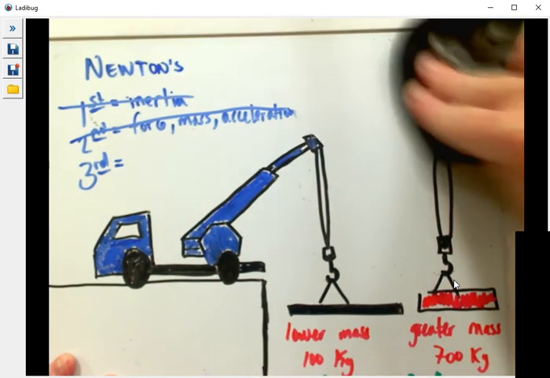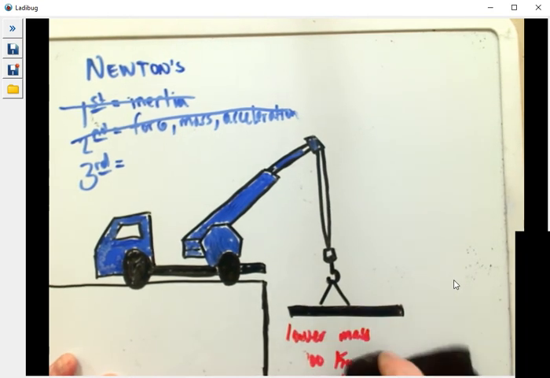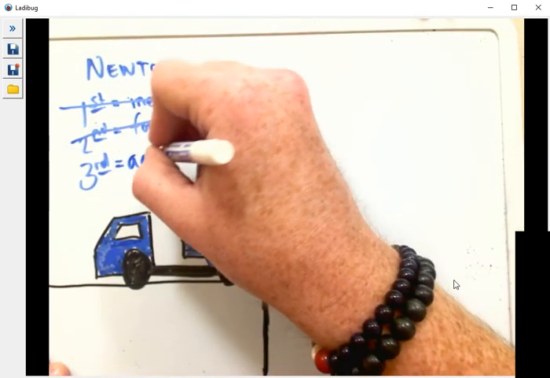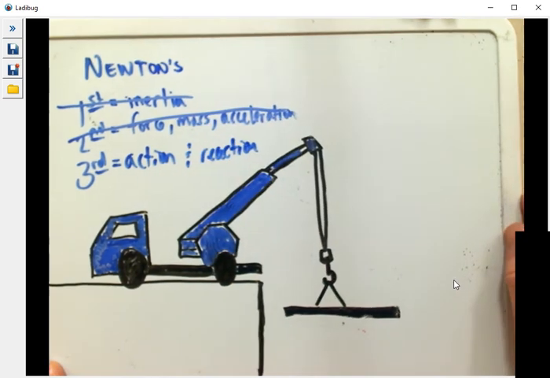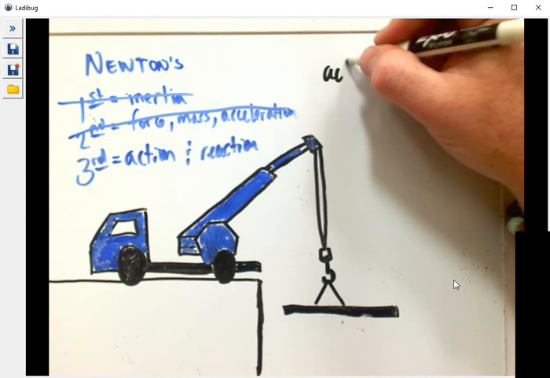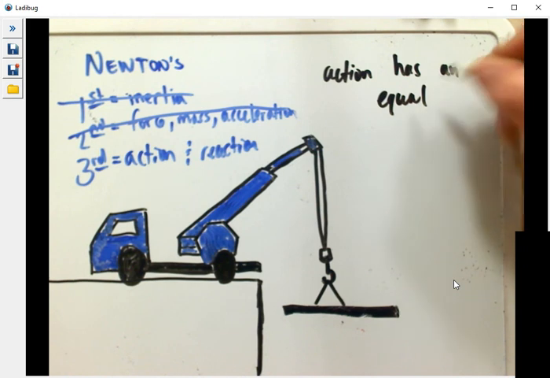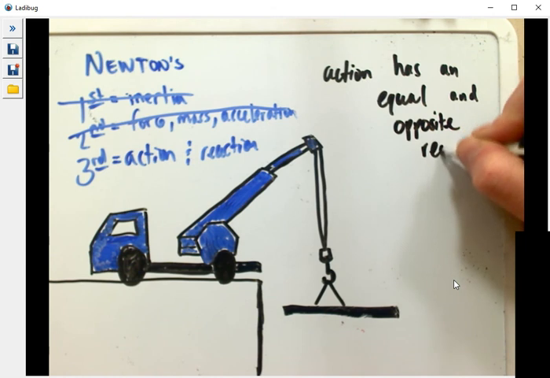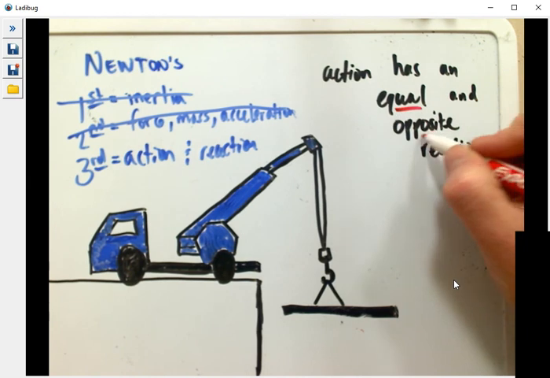Now, Newton's third law, his final law of motion, deals with the concept of action and reaction. Newton actually says that for every action in the universe, every action has an equal and opposite reaction. I want to make sure that I highlight these two words here: equal, opposite.